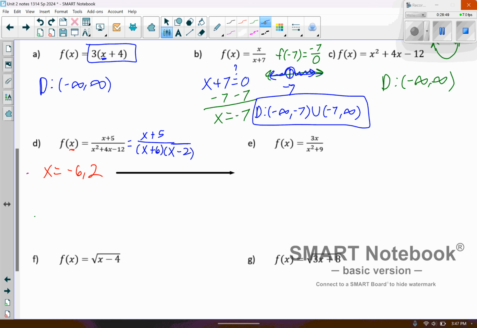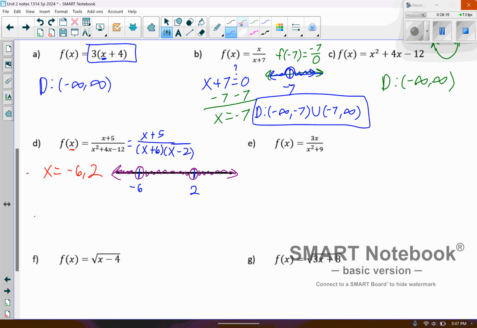And so I'm going to go ahead and, let's see, we'll put -6 right here. We'll put +2 right here. And then what I'm going to do is put open circles there, because everything around it is fine, just not those particular numbers. So I can shade to the left indefinitely, shade everything between, and then everything after 2. So we just need to carve out those two numbers.